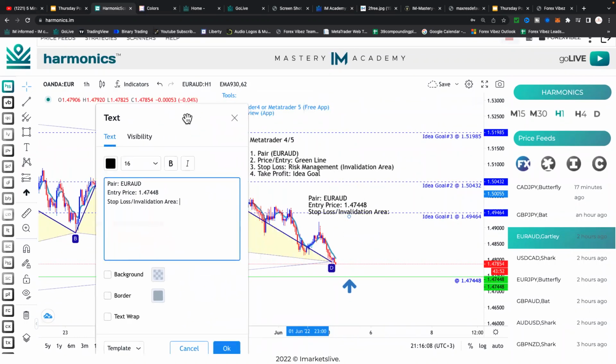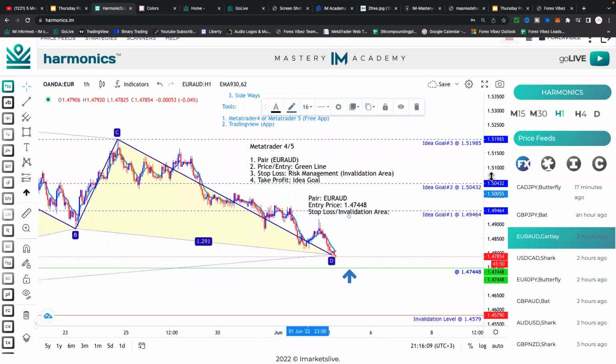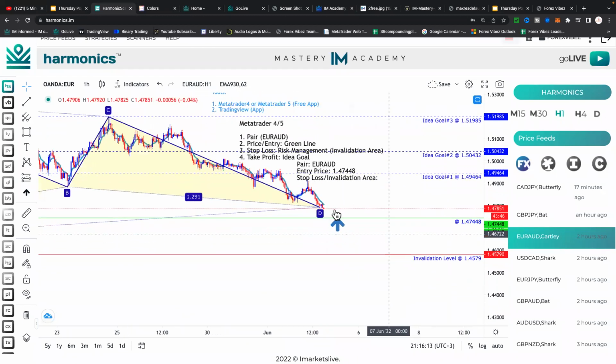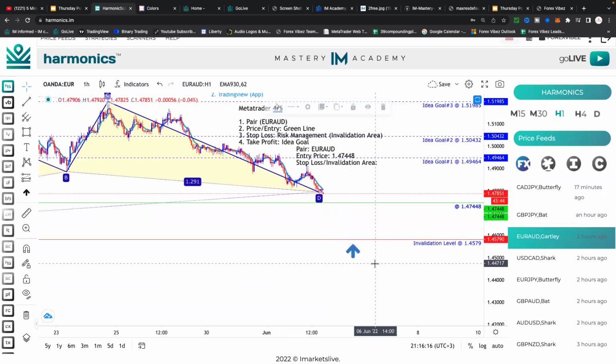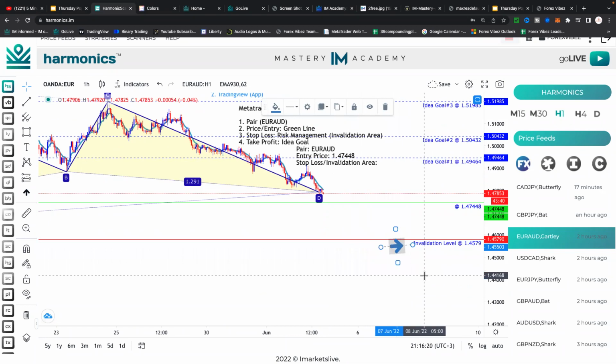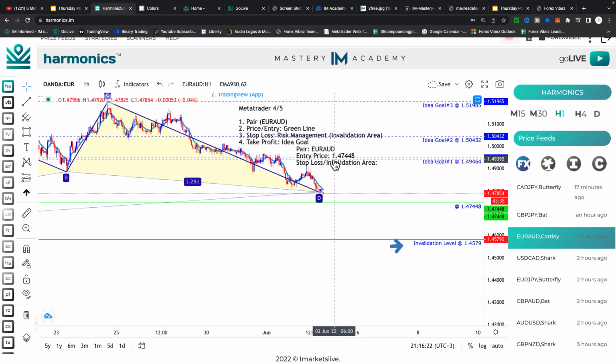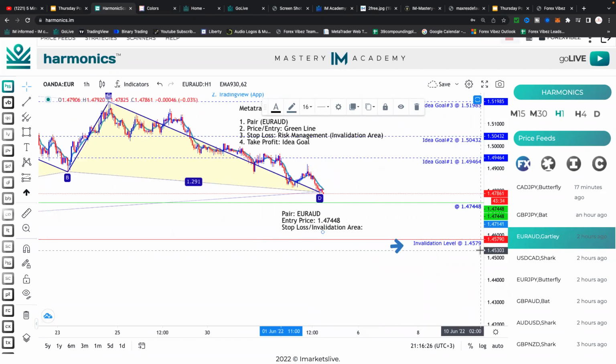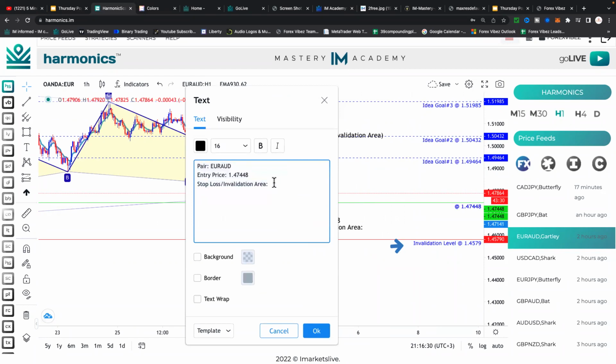Let's find it. I'm going to come over and let's see. Let's guess what color line it would be. A red line. So let me put an arrow down here so you can see. Boom, red line. And it's also going to say, as you see, invalidation level. So all I want to do is copy this number right here. Keep it simple. 1.4579. Boom.